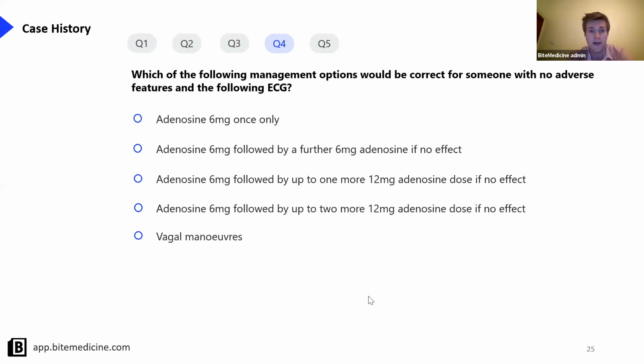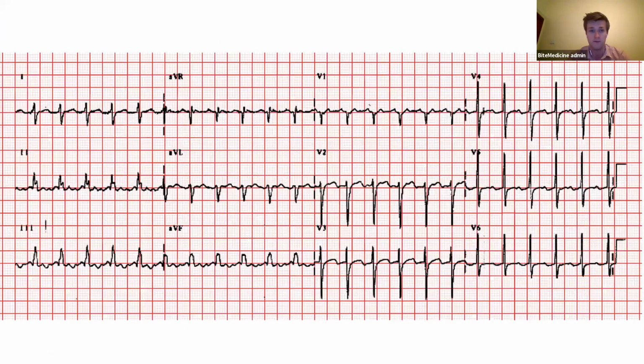Okay, so give adenosine 6 milligrams only. Give adenosine 6 followed by a further adenosine 6 milligrams if no effect. Adenosine 6 milligrams followed by up to 1 more 12 milligram adenosine dose. Adenosine 6 milligrams followed by up to 2 more 12 milligram adenosine doses, or vagal maneuvers. So those are your options, and you should be able to access them on Menti, so you can keep that open. And then let's have a look at this ECG.